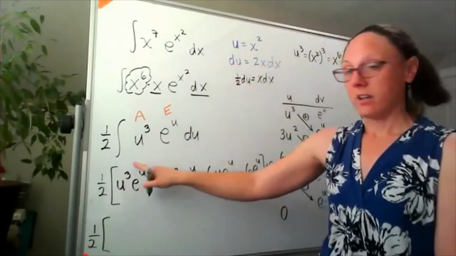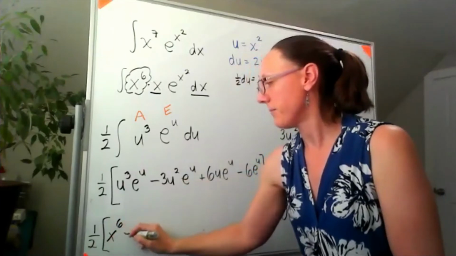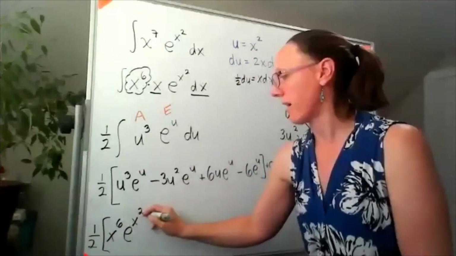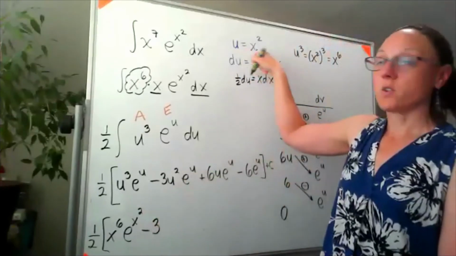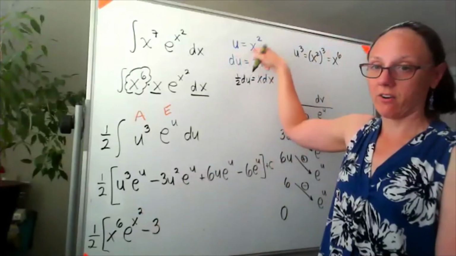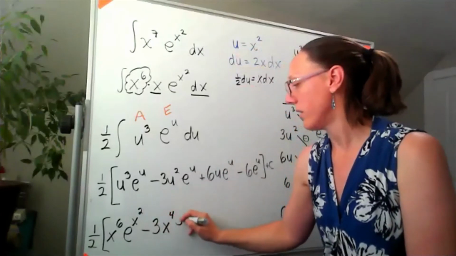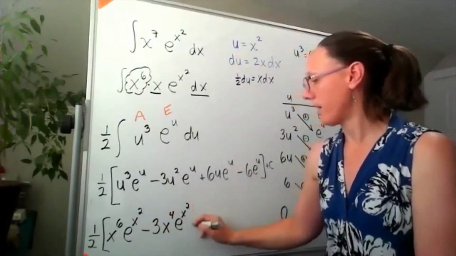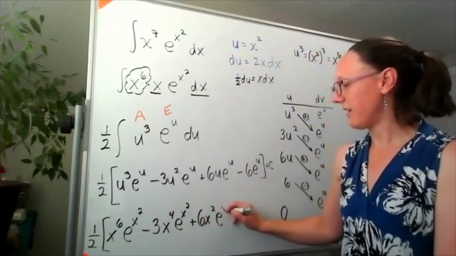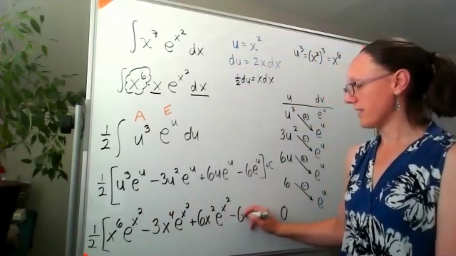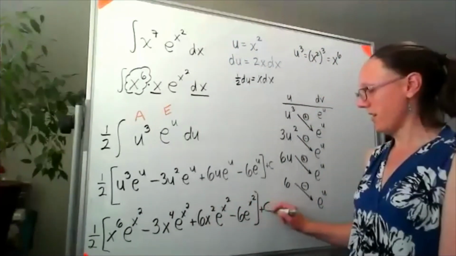x squared cubed would actually give me x to the 6th e to the x squared minus 3. If I square x squared, I'll have x to the 4th. So 3x to the 4th e to the x squared plus 6x squared e to the x squared minus 6 e to the x squared plus a constant.